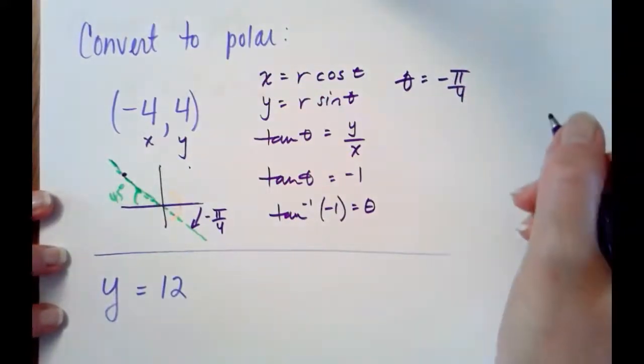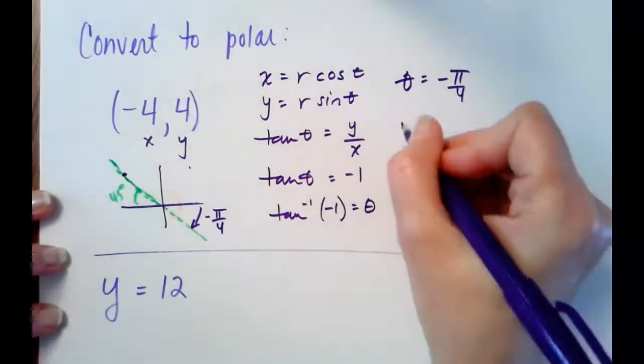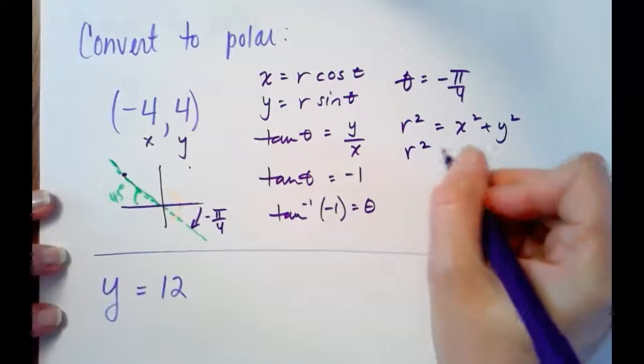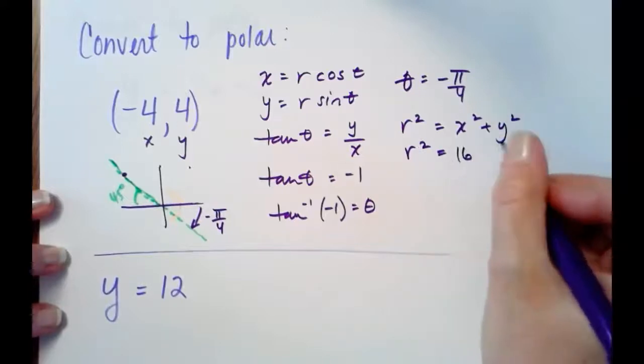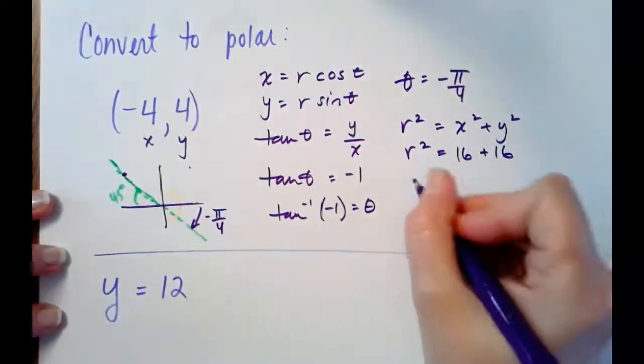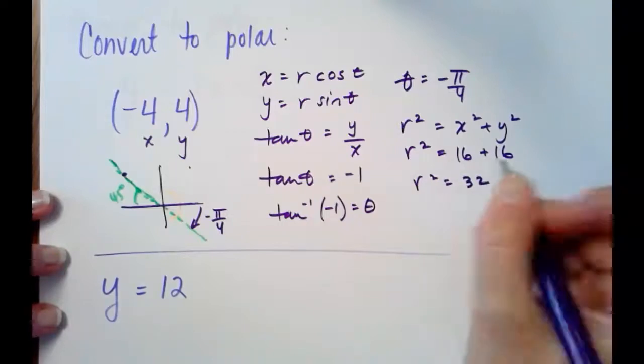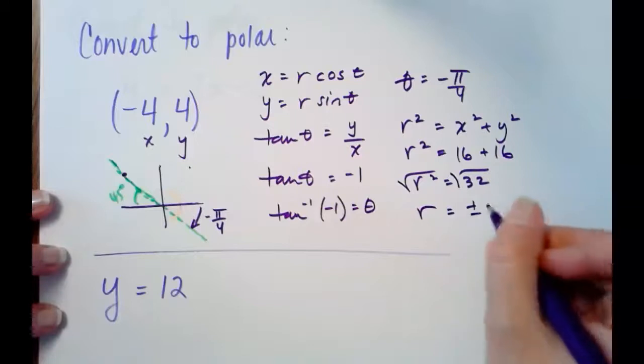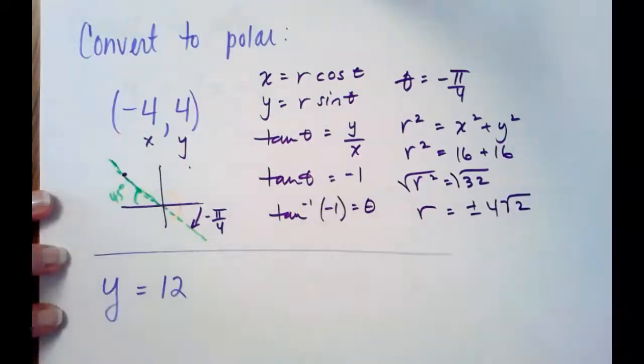And what would r be? R, of course, r squared is equal to x squared plus y squared. So r squared equals 16 plus 16. R squared equals 32. Square root, r equals plus or minus 4 root 2.